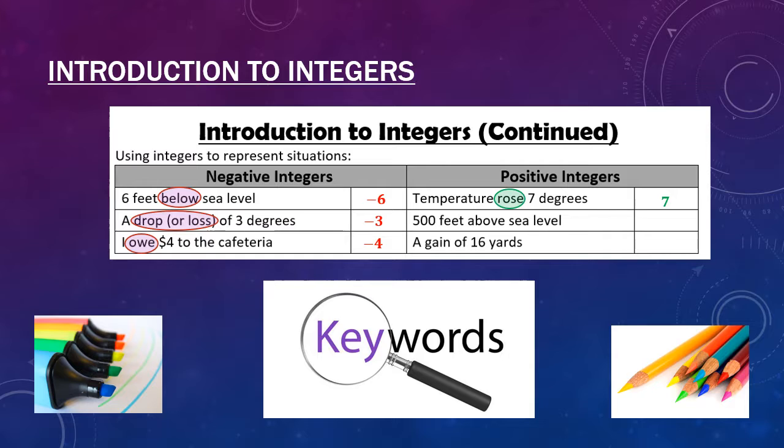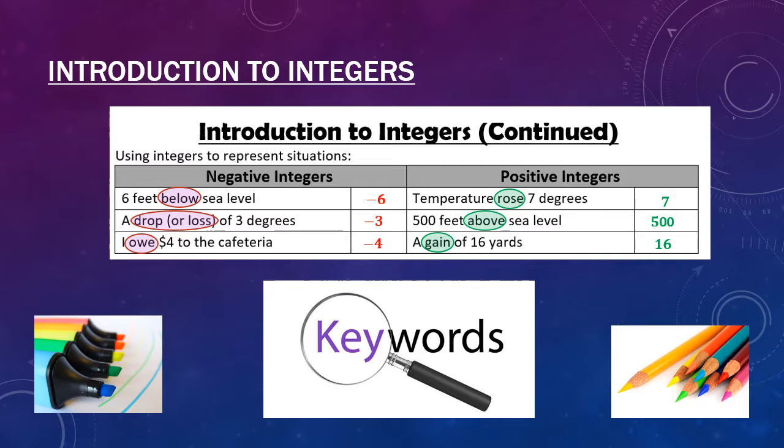500 feet above sea level, remember sea level is 0. If I'm above sea level, then that would be a +500. And the last one, a gain of 16 yards. If I'm in football and I gain 16 yards, that's a great thing. That means you made a first down. So gain is your key word. 16 is your number, so it would be a +16.